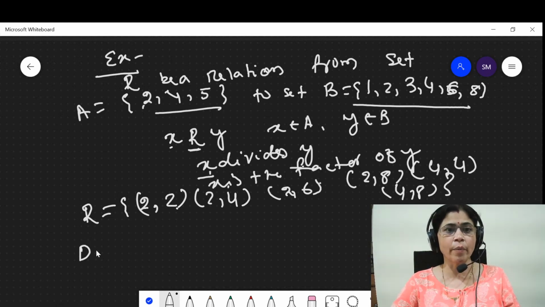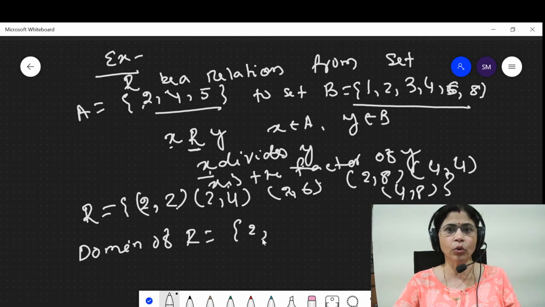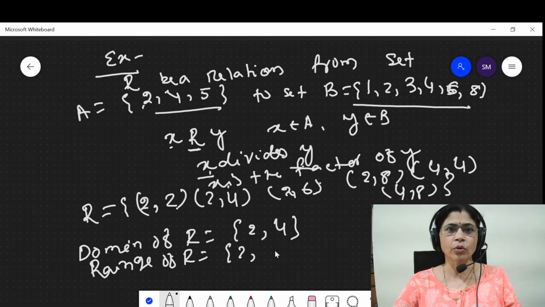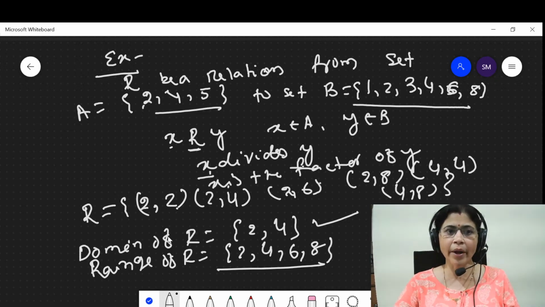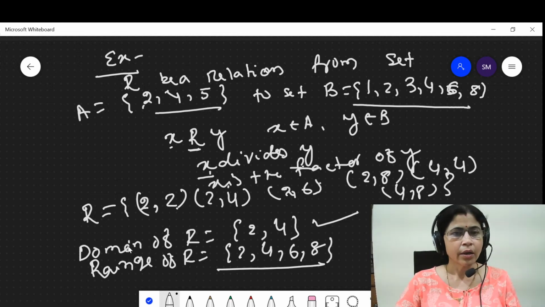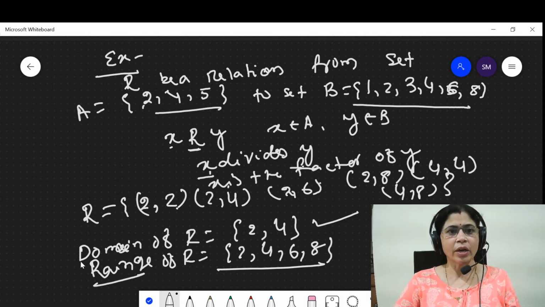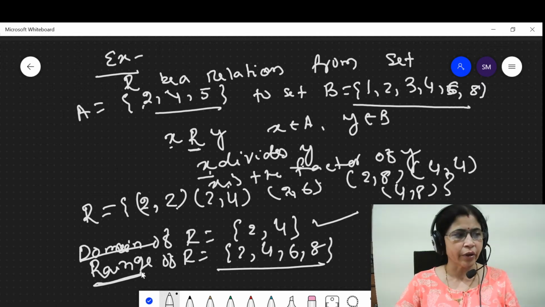In this case, domain of R is equal to 2, 4, where range of R is equal to 2, 4, 6, 8. These are range and this is domain. Now I think students you can understand what is domain and what is range. What is domain of a relation, what is range of a relation.